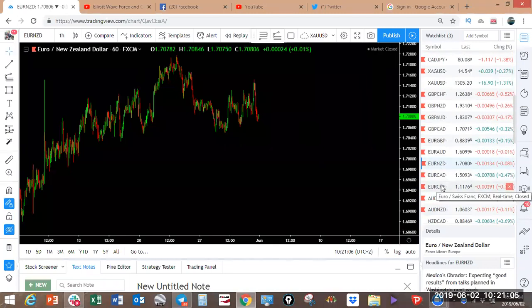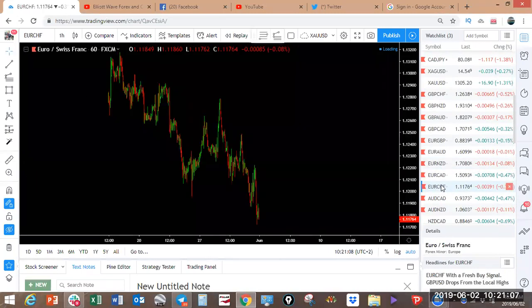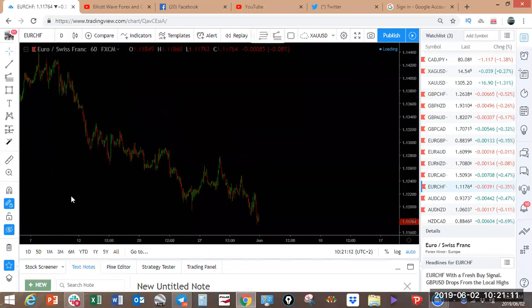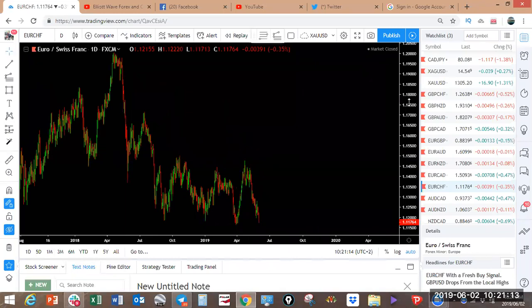Euro CHF. So the reason why we're looking at Euro New Zealand like that is because we have seen the exact structure on Euro CHF play out.